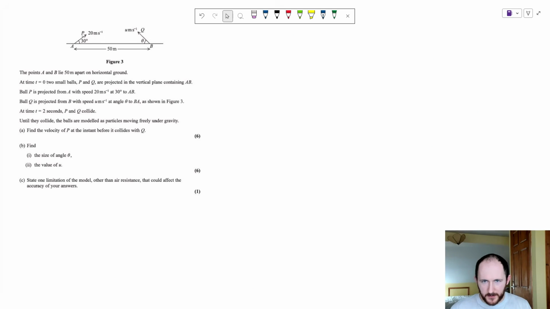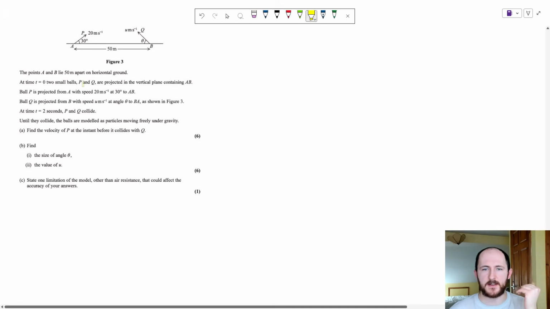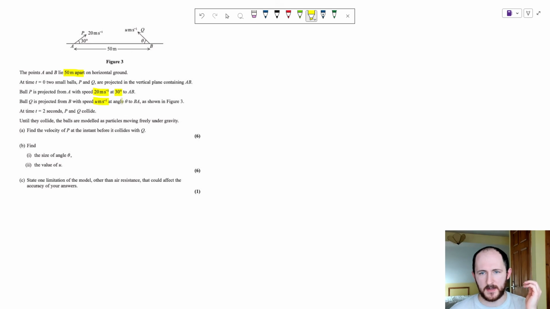Okay, so final question. It looks very similar to the last one. I'm actually even tempted to just give part of the answer, but no, let's do it. So we have these two particles, or 2 points, that are 50 meters apart. They get projected. You know the drill. So 50 meters apart, and they have a speed of 20 meters per second, 38 degrees. And then we have U and theta. At time t equals 2, P and Q collide.